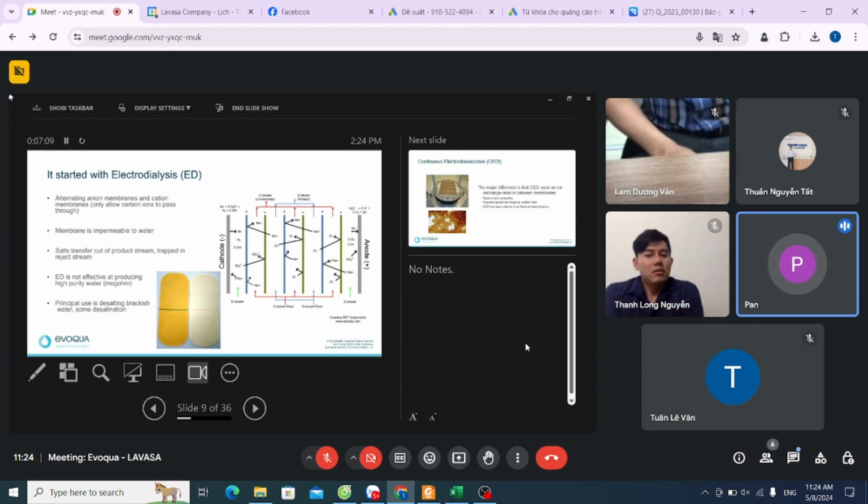In the EDI module there are membranes too, and we call them the same. There's the RO membrane, and this one is called the EDI membrane. It's still a membrane, but it's different. With this one, water doesn't pass through. Only ions pass through. Anything that's charged can go through.